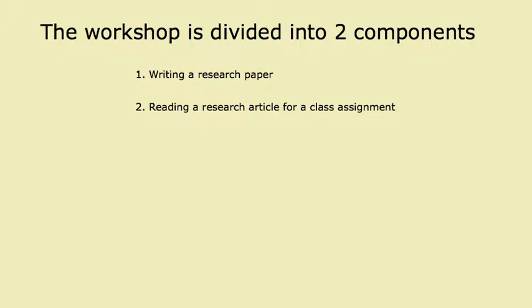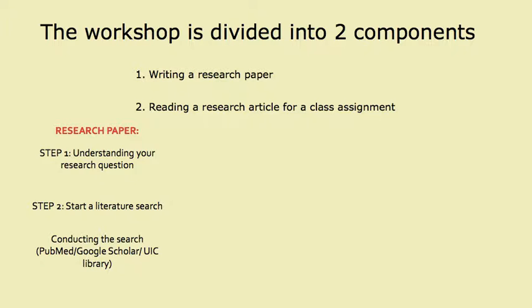To make this workshop easily comprehensible and useful to students with different agendas, we have divided the workshop into two components. Number 1, to write a research paper, and number 2, to understand and read a research article for a class assignment. Before we start writing our research paper, we will first understand our research question, then conduct a literature search. We do this to help us better explain the significance of our research. Today we'll use PubMed and Google Scholar in our examples.